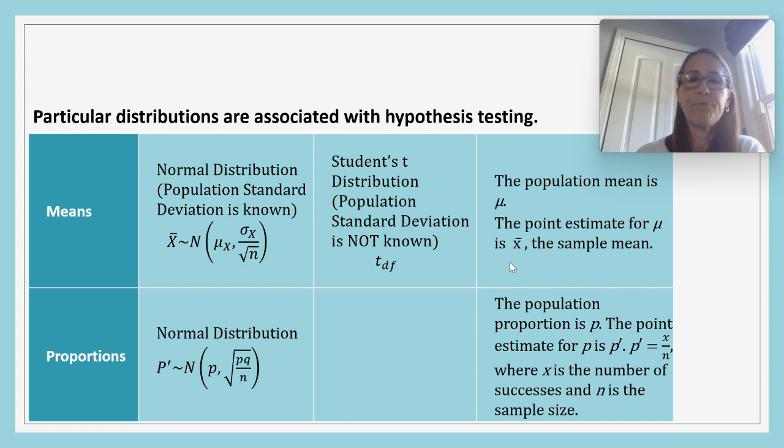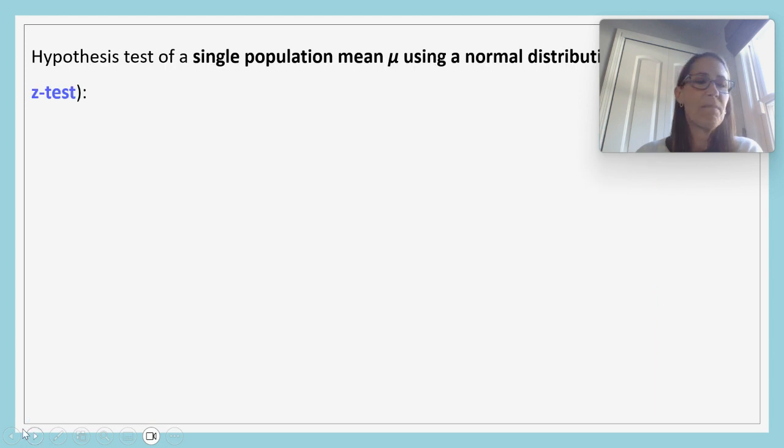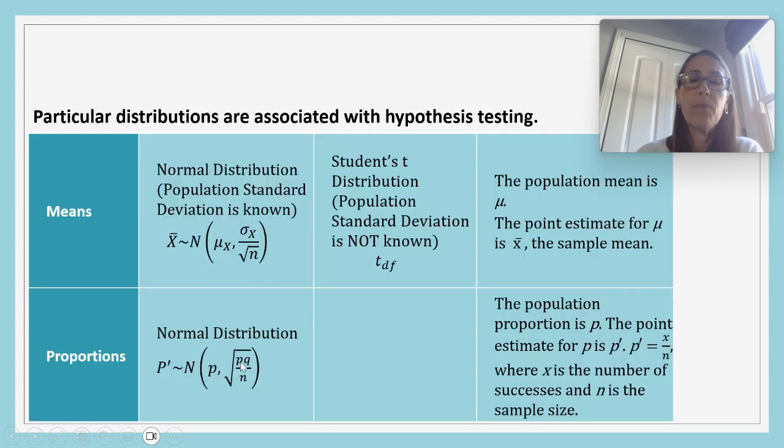the sample mean. If we are doing hypothesis testing on proportions, we use the normal distribution on proportions. And our mean is p, and our standard deviation is the square root of p times q divided by n, our sample size. So in this case, the population proportion is p, and the point estimate for p is p prime. And remember, p prime is equal to x divided by n, where x is the number of successes and n is the sample size.